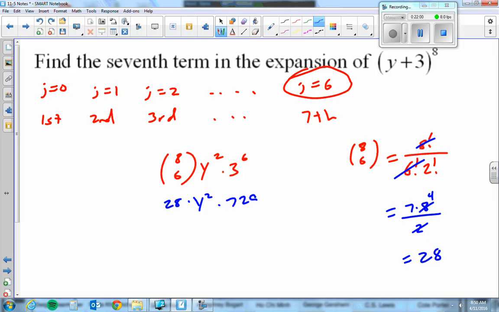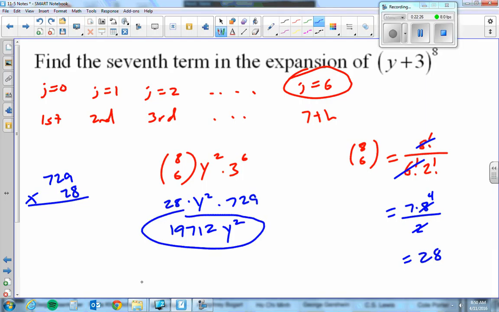So that's 28. That's 729. So now multiply out 729 by 28 and tell me what you get. Is that what other people got? And this time it did ask for the whole term, so make sure you give the whole term as your answer. Okay?